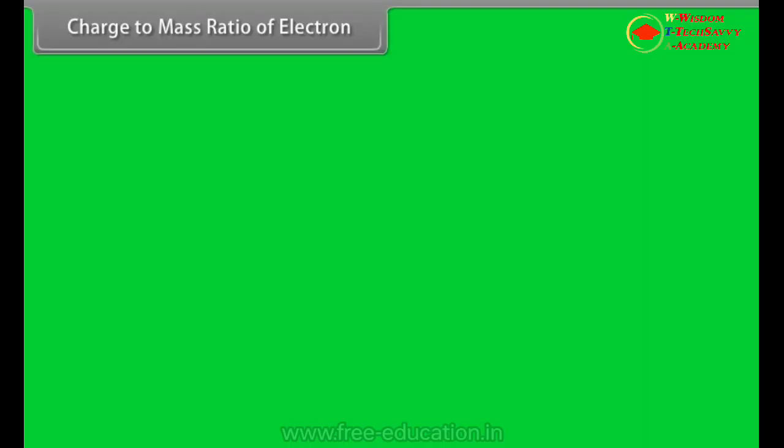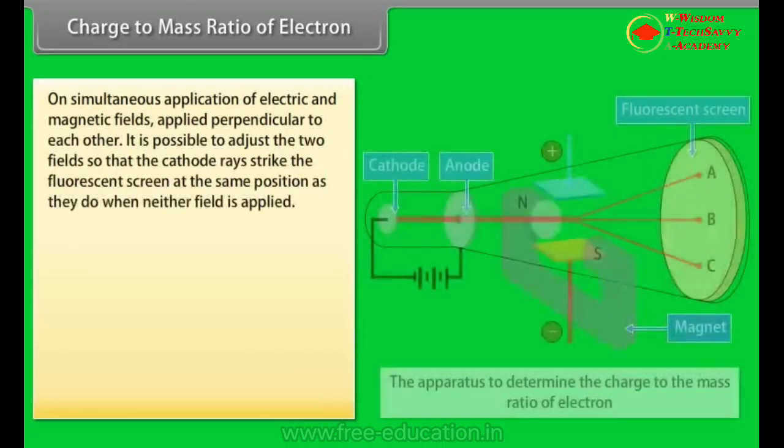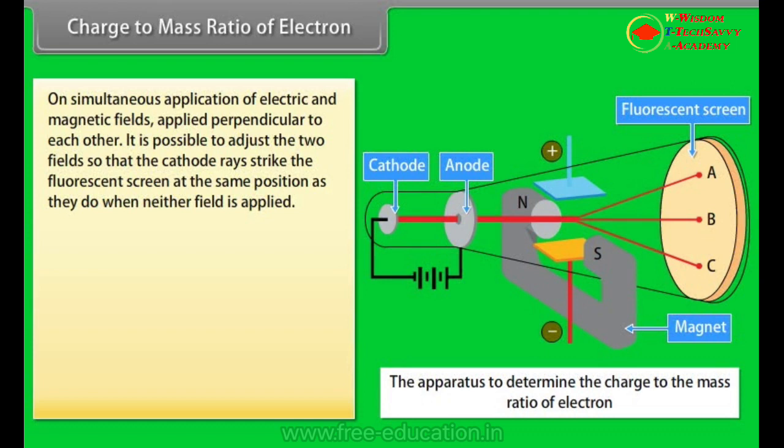Charge to mass ratio of electron. On simultaneous application of electric and magnetic fields perpendicular to each other, it is possible to adjust the two fields so that the cathode rays strike the fluorescent screen at the same position as they do when neither field is applied. The value of charge to mass ratio of the electrons was found to be 1.76 × 10^8 coulombs per gram.